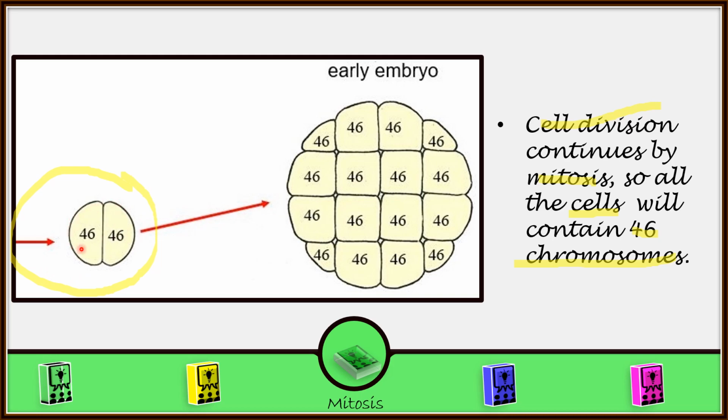Mitosis will end up producing 2 daughter cells, but each of these 2 daughter cells will have the same number of chromosomes as the parent cell. So this one was 1 cell, it will divide and become 2 cells, but those 2 cells are going to have the same number of chromosomes. Then they will go on dividing and dividing, that is during the early embryo stage. And every cell formed by mitosis is going to have 46 chromosomes.